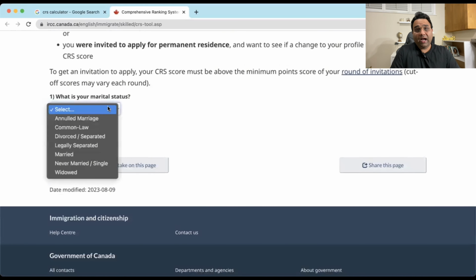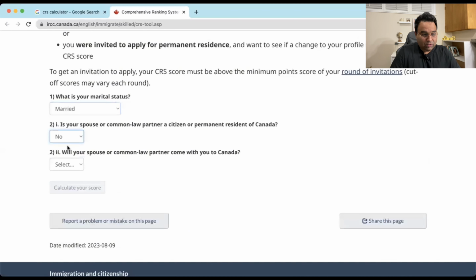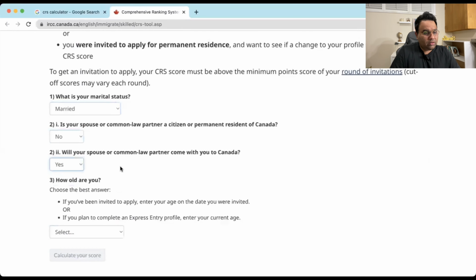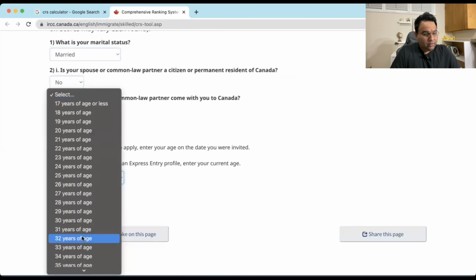Coming over here, I started my application in 2017, and at that point obviously I was married. I got married in 2016. And is your spouse a Canadian citizen or permanent resident? No, my spouse was not. Will they come with you? Yes. And how old I was at that point: in 2017 I was basically 29 years old.